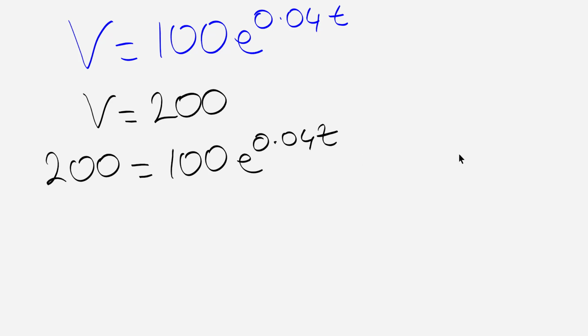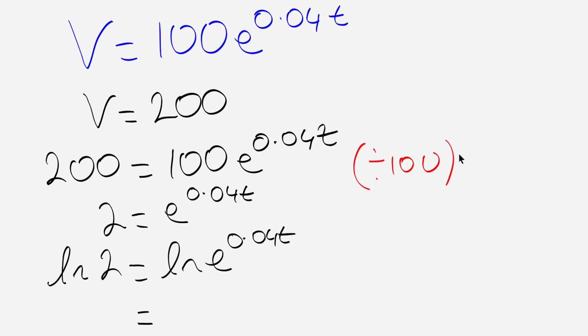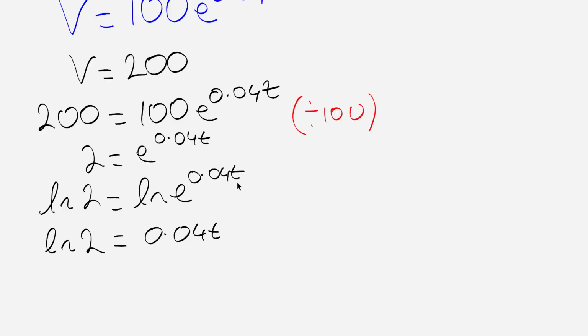So the first thing I need to do is divide both sides by 100. So I divide both sides by 100, and I will get 2 equals e to the 0.04t. And then I take the natural log of both sides. So the ln of 2 is equal to the ln of e to the 0.04t. And we know that the ln of e to the power of 0.04t is simply 0.04t. So we have the ln of 2 is equal to 0.04t. Therefore, the ln of 2 divided by 0.04 will equal t.